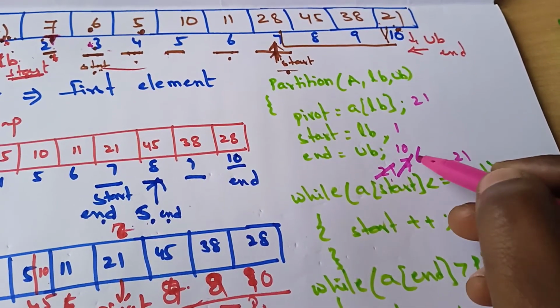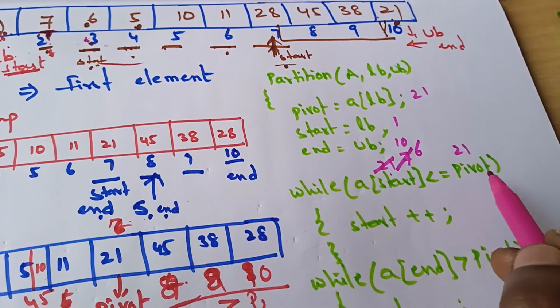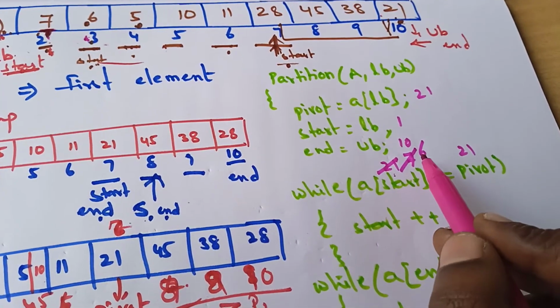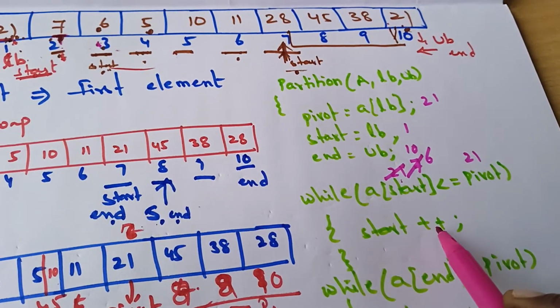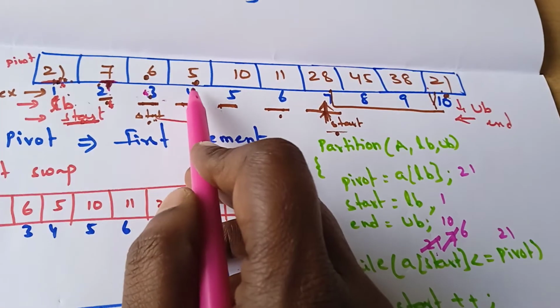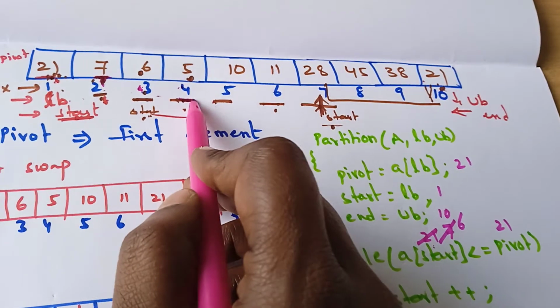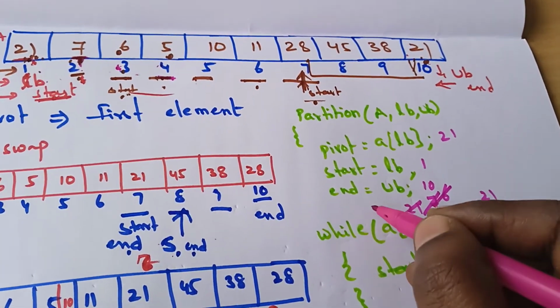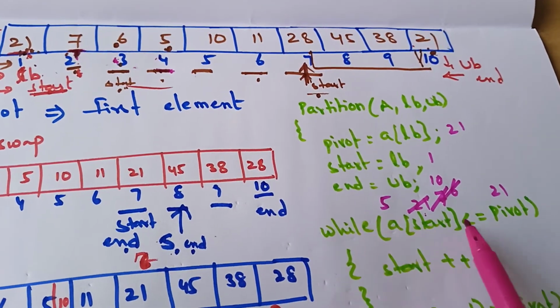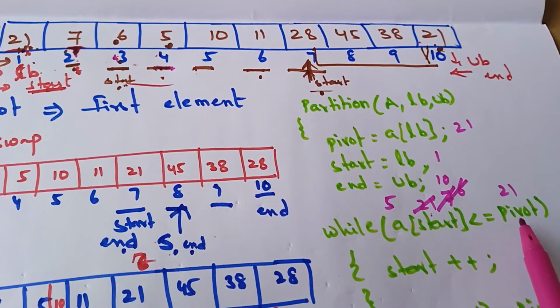Now this time 6. 6 is less than or equal to 21. Again 6 is less than 21. Now again increase the start. Now again we'll go to here, 5. Now this time it is 5, not 6. 5 is less than or equal to 21. Condition true, 5 is less than.